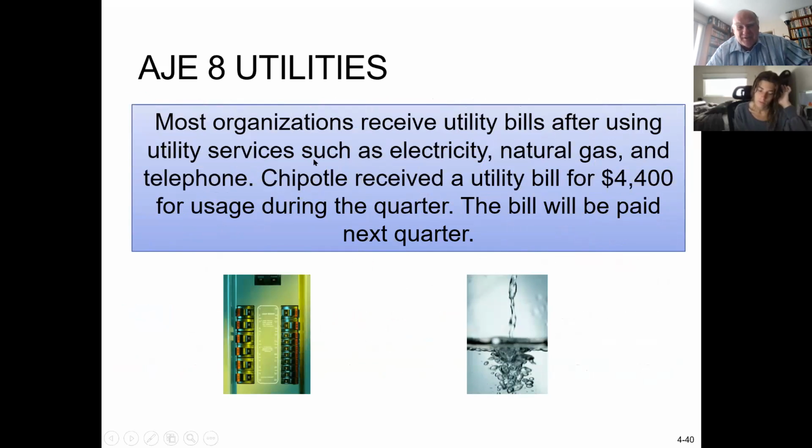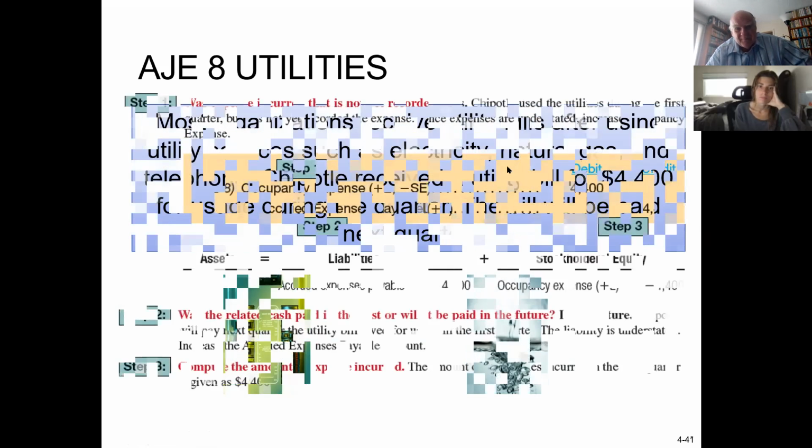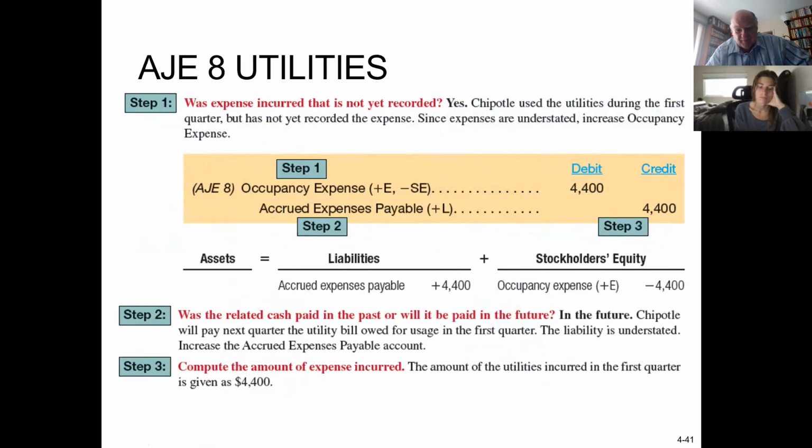The organization receives utility bills after utility service, electricity, gas. Chipotle received the bill for $4,400 for use during the quarter. They're going to pay the bill next quarter. Well, that's not really an accrual account. If you get the bill, you debit the expense and you credit accounts payable, not accrued payable.